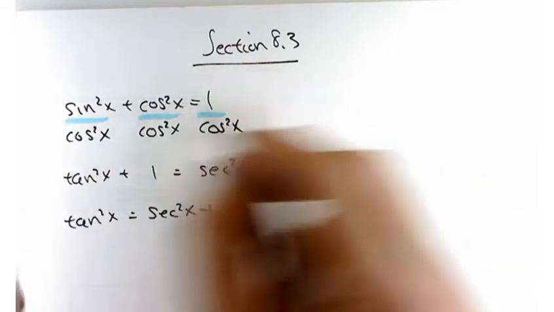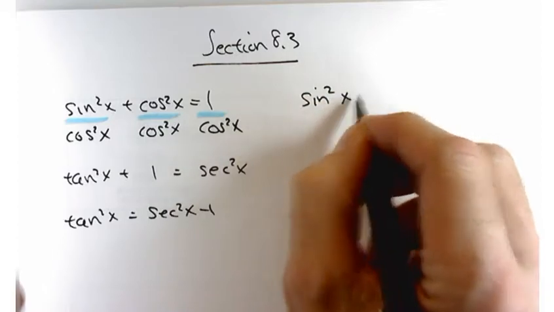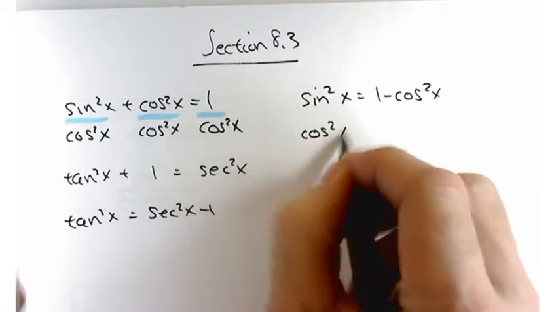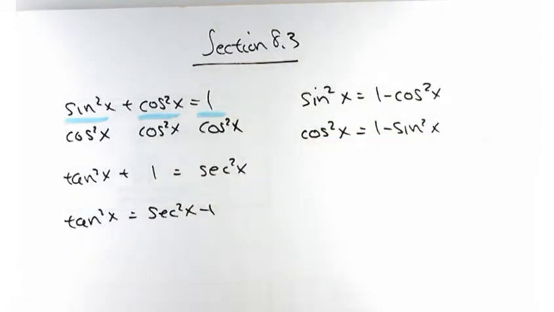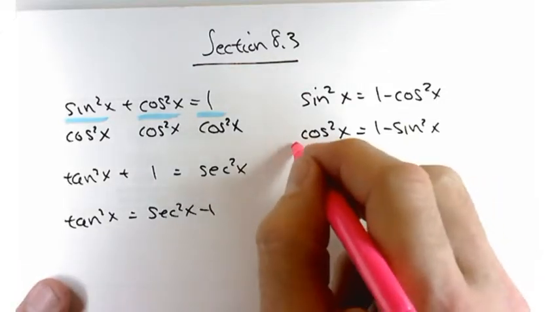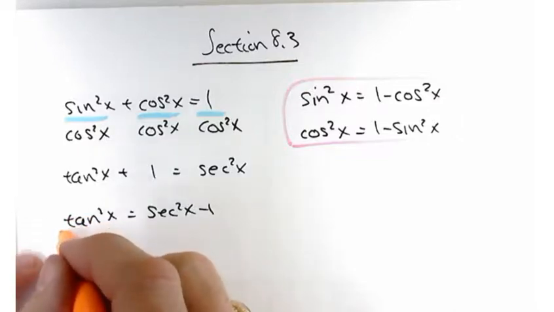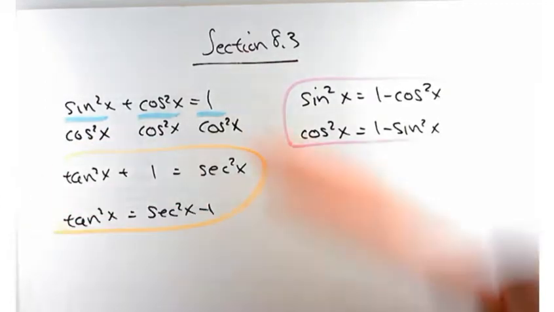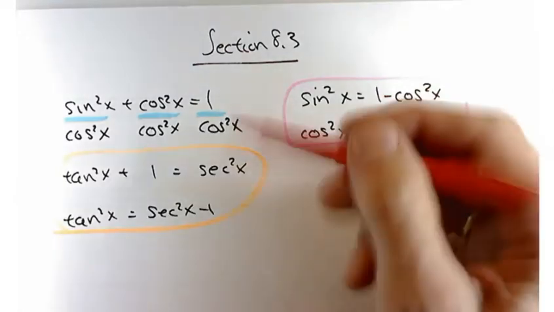Likewise, you can move around your original identity. Sine squared of x equals 1 minus cosine squared of x, or the other way around. So a couple nice friendly identities that we can get from this one. And it just comes from knowing your basic Pythagorean theorem. So in a heartbeat, 4 identities follow from that basic one.